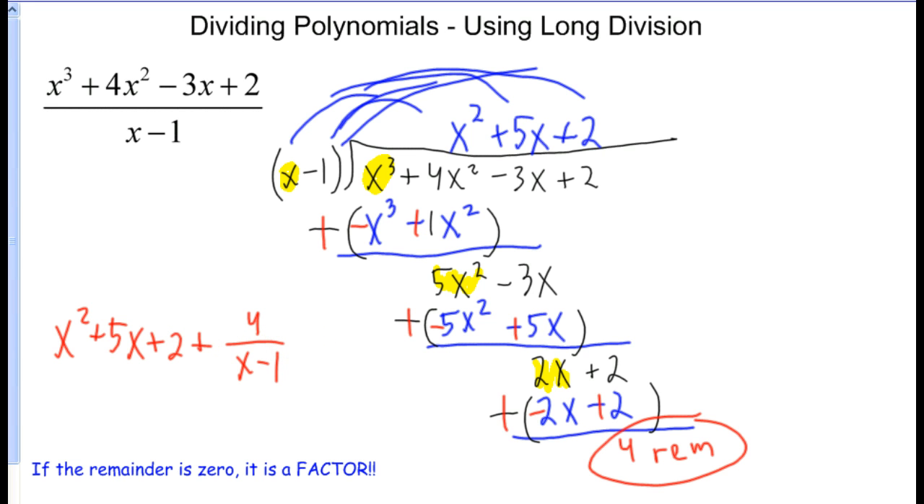You might wonder, well, why are we dividing polynomials? Well, we're trying to find factors. And this is going to be a method that we're going to use to find factors. Since the remainder is not 0, that is not a factor.